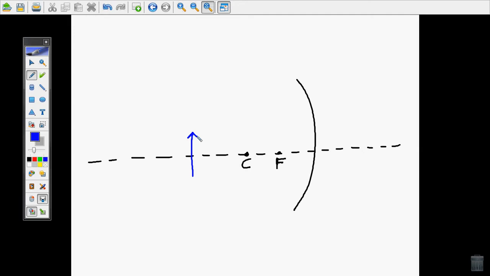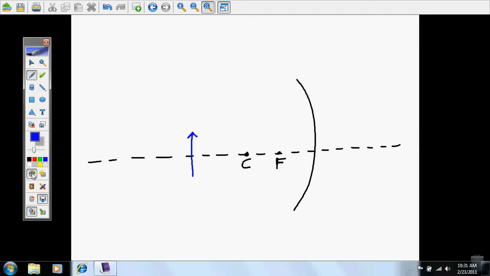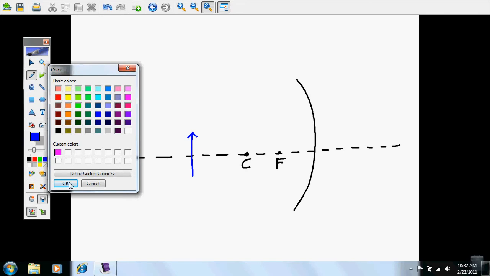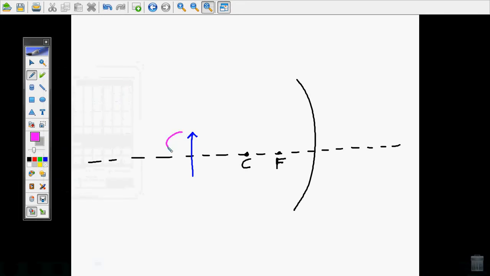And I'm going to have some of the object below the principal axis and some of the object above the principal axis. So again, that whole arrowhead right there, not just the top of it, but the whole arrowhead is the object. Sometimes students think that the object is right there at the top where the arrow is pointing. But you can think of this as a person standing there, and this is their head, and this is their feet, and the whole arrowhead is the object.